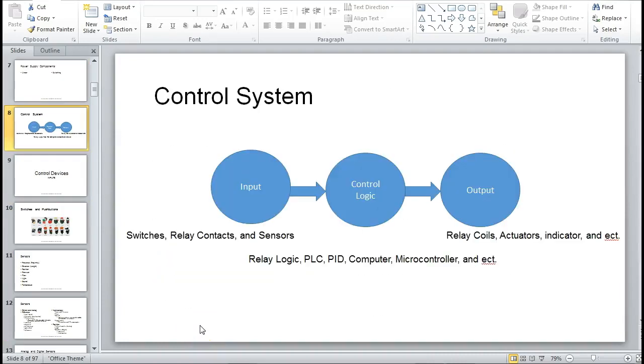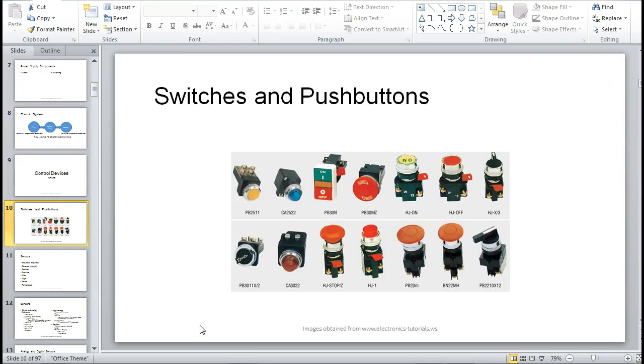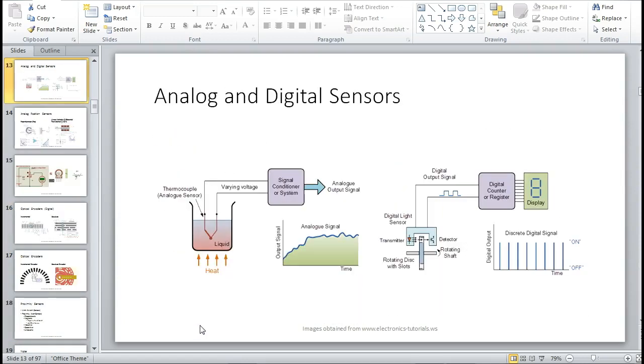So we talked a little bit about some electrical components, right? A basic control system and then control devices. I'm sure all y'all are okay on push buttons. If y'all don't know the symbols, push buttons and switches are okay there. Everybody okay on analog and digital?